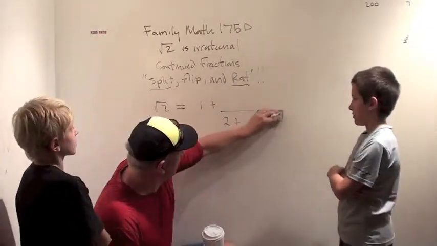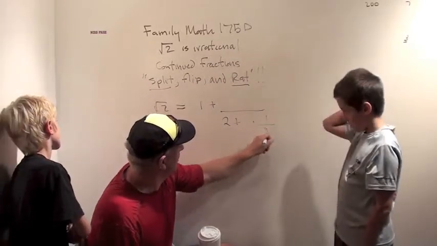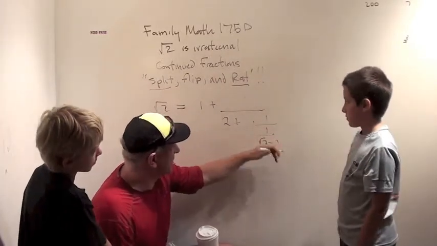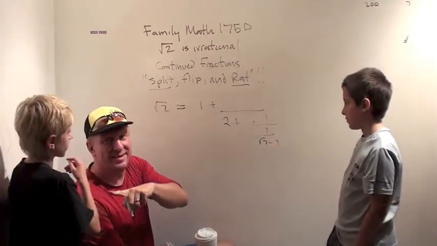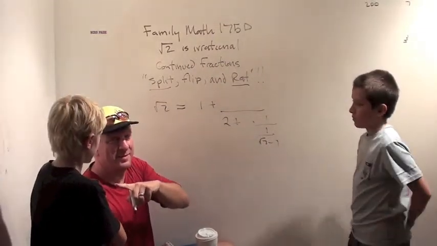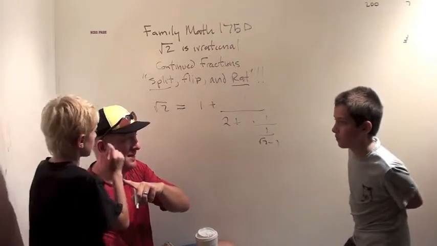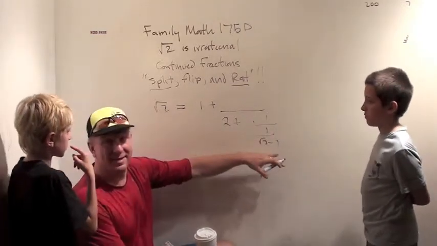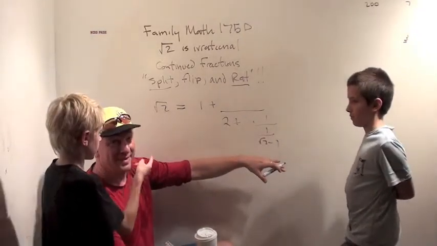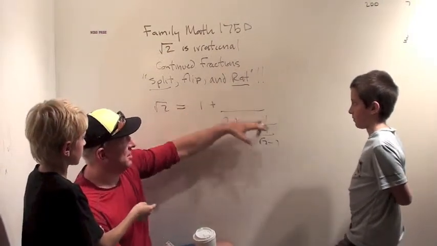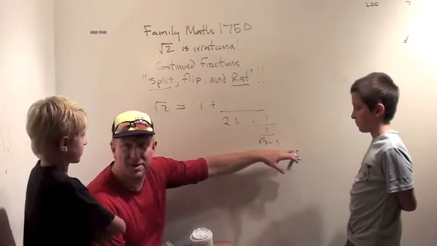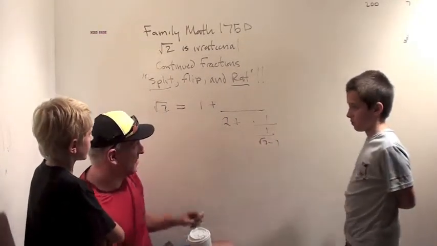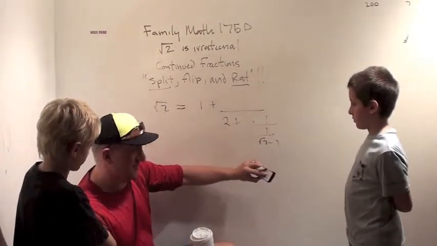Yeah. Now we flip it over. 1 over the square root of 2 minus 1. What does 1 over the square root of 2 minus 1 turn into? What did we do last time? Well, we rationalized it by multiplying by square root of 2 plus 1 over square root of 2 plus 1, and that turned it into a difference of squares.